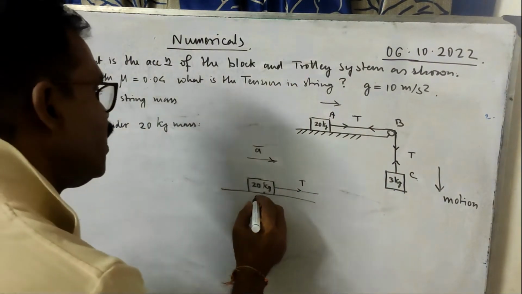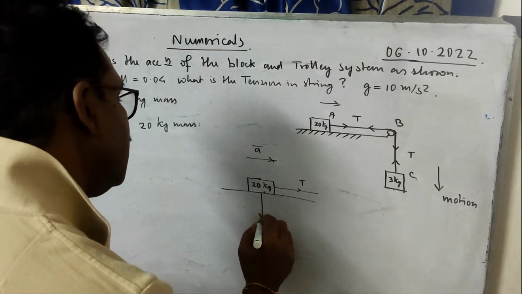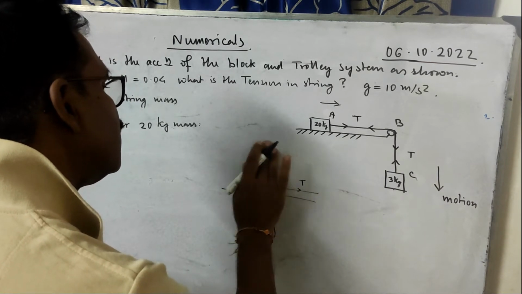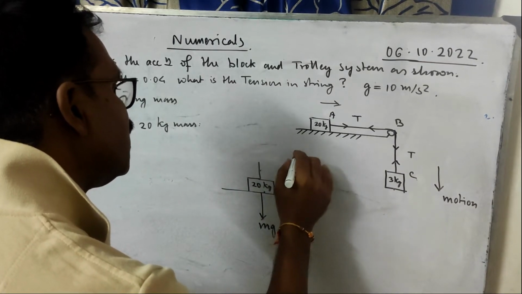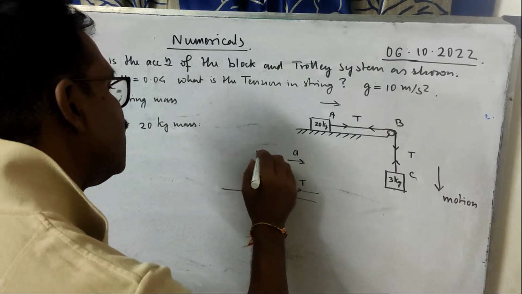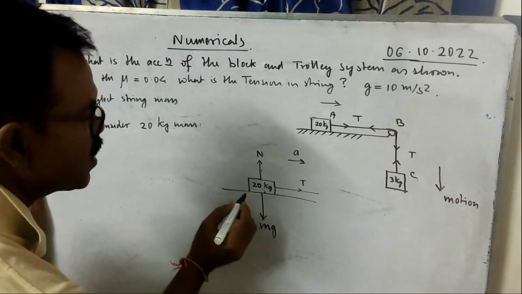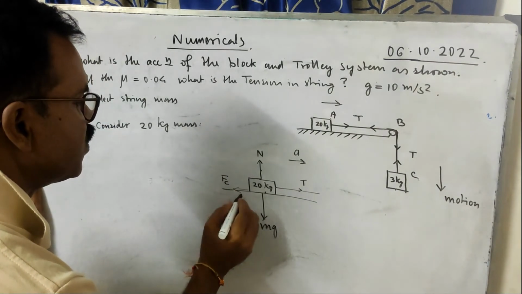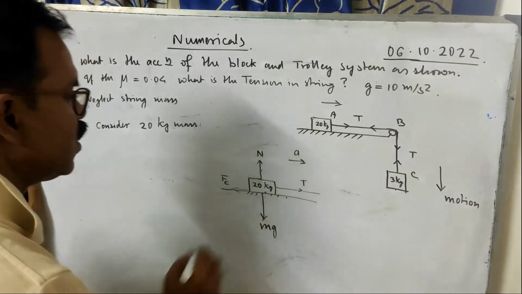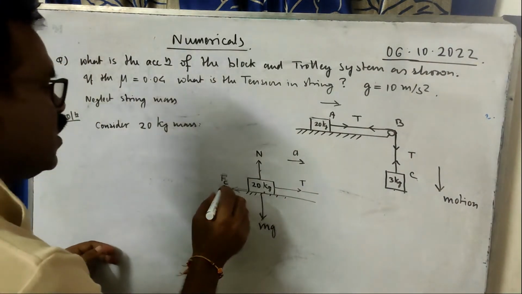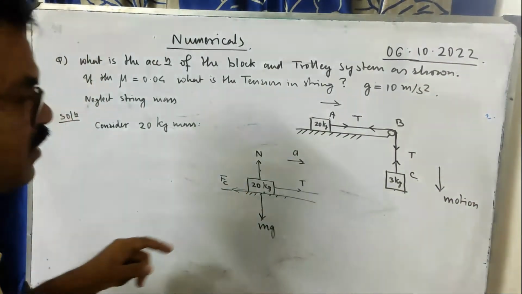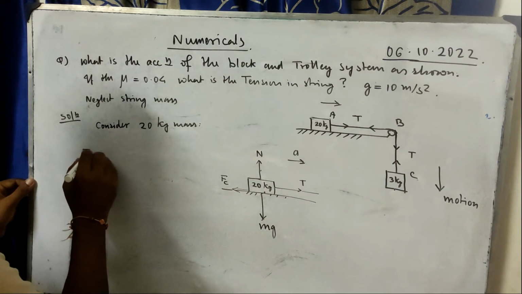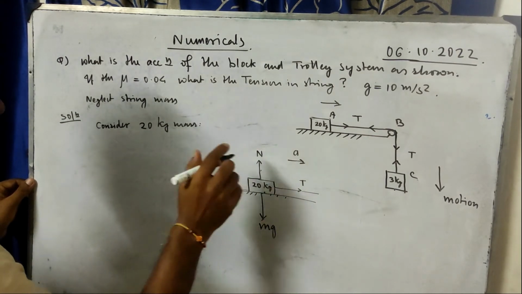Now here you will have this mg, and here you will have this normal reaction N. Because motion is in this direction, friction force will be acting in this direction, right? This is the friction force. So friction force is mu times N, isn't it? So this force will be greater than this force, right?